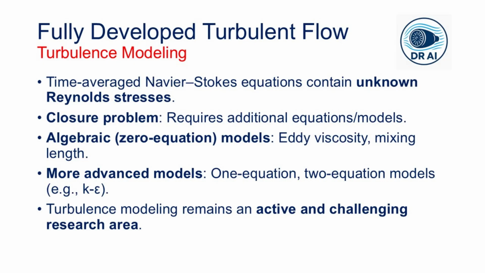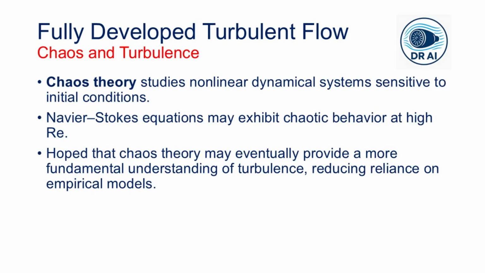To close the equations, we need models. The simplest are the algebraic models, like the mixing length model we mentioned earlier, which assumes L m as a function of the distance from the wall. More complex models, like the k-epsilon model, solve additional transport equations for turbulence quantities. This is a massive field of research, and it's what allows CFD, computational fluid dynamics, to make predictions of turbulent flows.